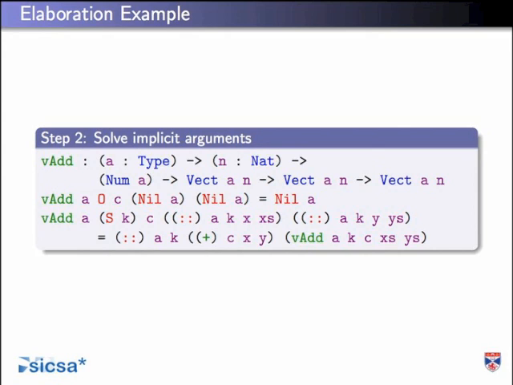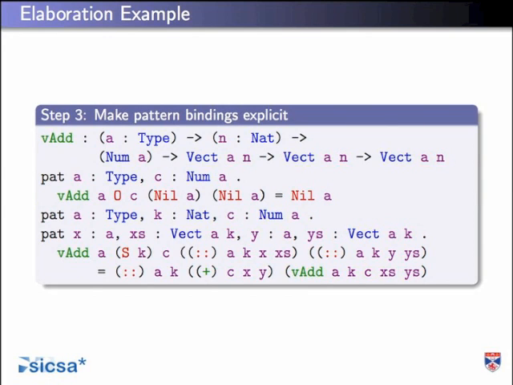So we still haven't quite finished, because if you look at these clauses, so VAdd A, 0, C, nil A, we've got an A and a C here that don't appear to have any meaning. So in order to be able to type check this, we're going to have to know what the types of A and C are. So the final step is to make the pattern bindings explicit. As well as lambda and let bindings, we have these pattern bindings that essentially just give a context in which to type check pattern matching terms.